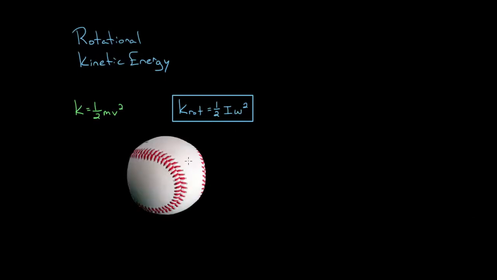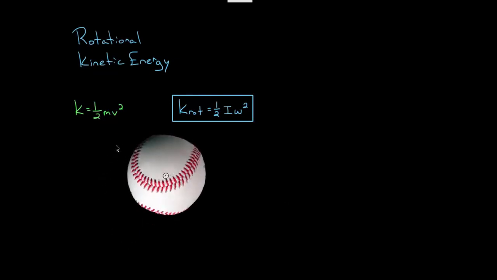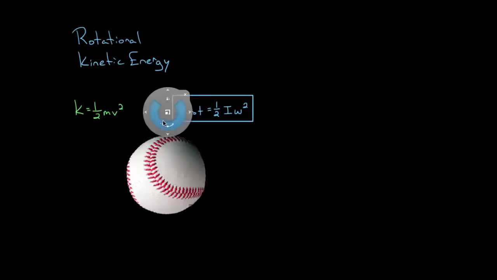Well, the first thing to recognize is that this rotational kinetic energy isn't really a new kind of kinetic energy. It's still just the same old regular kinetic energy for something that's rotating. And what I mean by that is this. Imagine this baseball that's rotating in a circle. Every point on that baseball is moving with some speed.